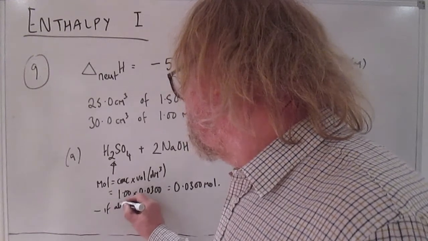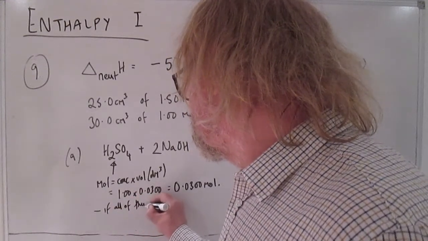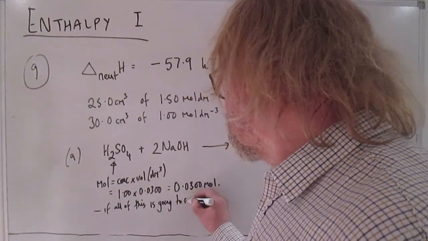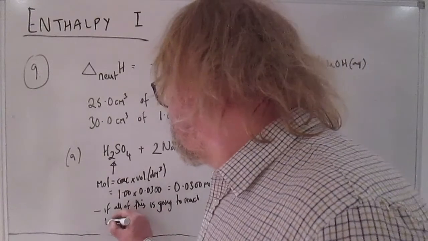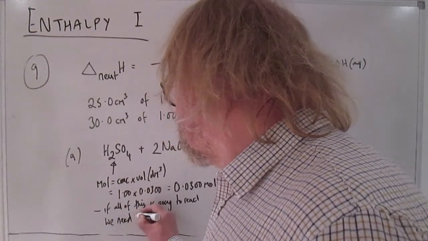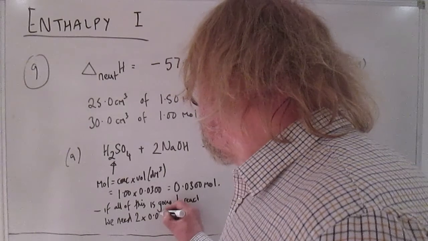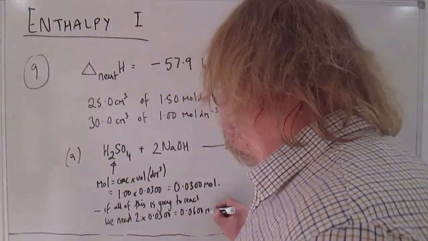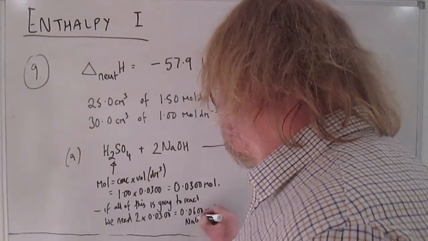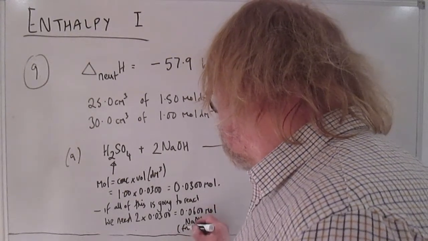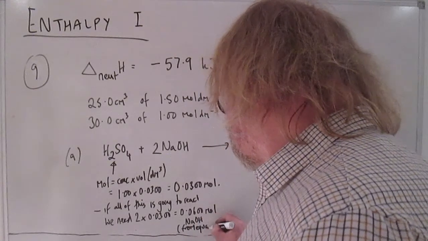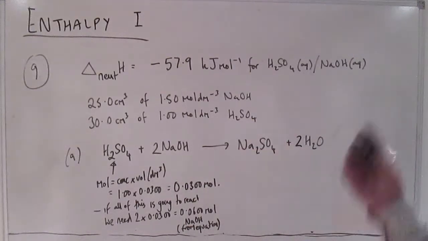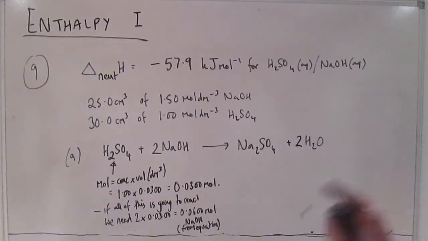So if all of this is going to react, we need 2 times 0.03, which is 0.06 moles of NaOH. Okay, and that comes from the equation. So then we compare that, which is what we would need, with what we've actually got, and that will let us figure out which one is in excess.